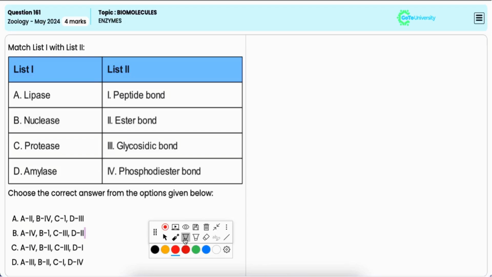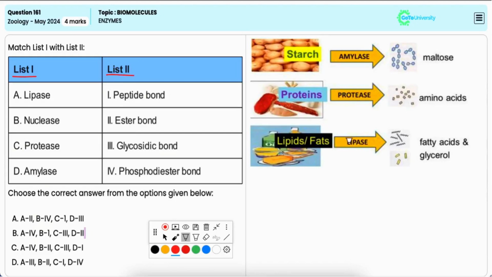In this question, you have to match the components given in list 1 with those in list 2. Lipase is an enzyme that breaks down fats by hydrolyzing ester bonds, resulting in the release of glycerol and fatty acids. Thus, A matches with 2.